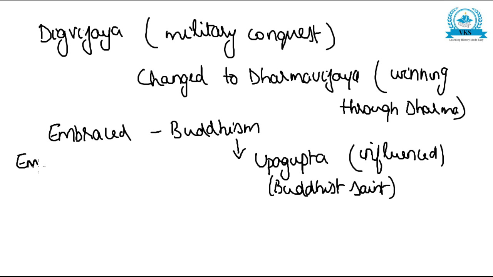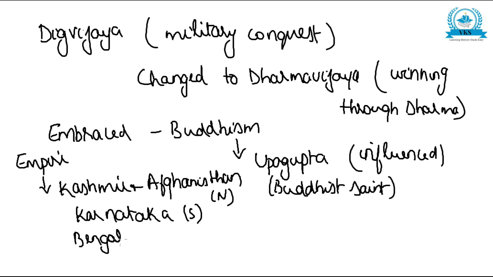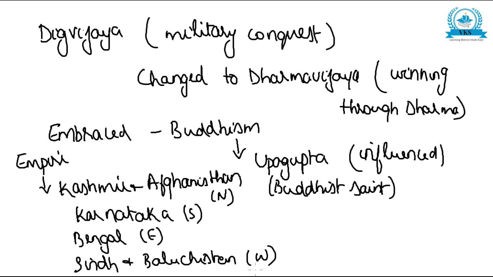The empire of Ashoka extended from Kashmir and Afghanistan in the north to Karnataka in the south, and from Bengal in the east to Sindh and Baluchistan in the west. So this was the extent of Ashoka's empire. These are the points regarding the life and achievements of Ashoka.